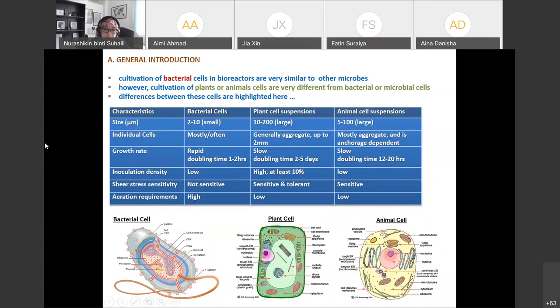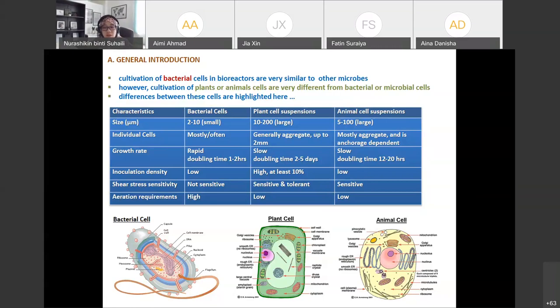Okay, back to this slide. Inoculation density. So what is meant by inoculation? You perhaps know that before we start fermentation, when you put the organisms inside and give the media, those organisms, regardless of whether it's bacteria, yeast, fungi, animal cells or plant cells, when you are working in the lab, there must be a stock culture. The stock culture means the origin, the stock of those organisms.